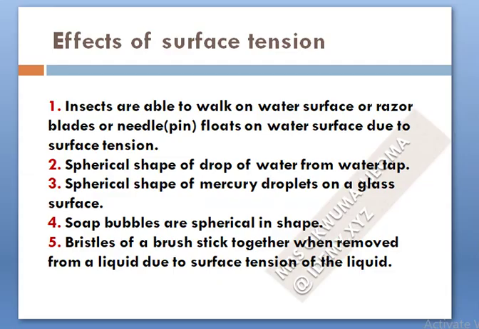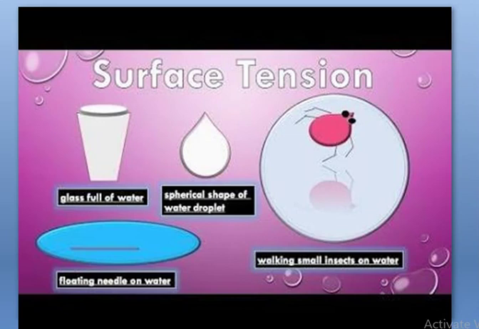Now, let's look at the diagram. From this diagram, it will take us to the effects of surface tension. You can see from the diagram a glass full of water. You can see the spherical shape of water droplets, the water droplet from the mouth of your tap. You can see the spherical shape. This spherical shape of this water droplet is as a result of the surface tension of this liquid, the water.